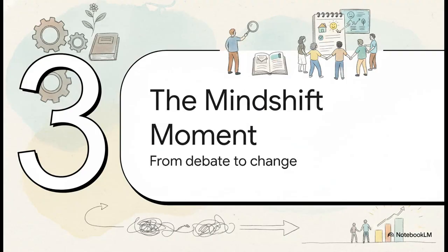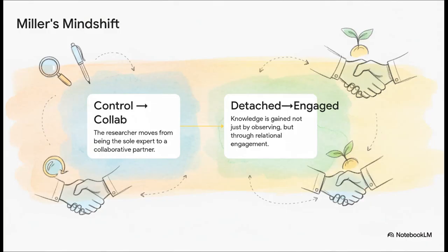So, with a divide this deep, how could these two worlds ever possibly meet? Well, the answer isn't about one side winning the argument. It's about a complete change in perspective, what you might call a mind shift. A researcher named R. Miller actually broke this down into two really key steps. First, the researcher has to let go of this need to be in complete control, to be the only expert in the room. Instead, they become a partner, recognizing that the community members they're working with have their own kind of expertise that's just as valuable.